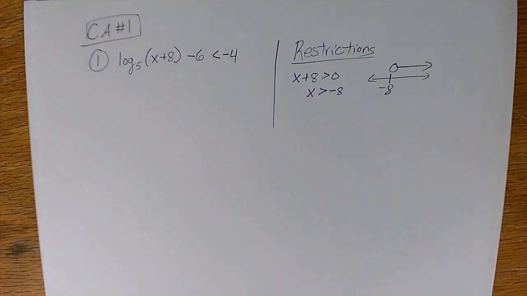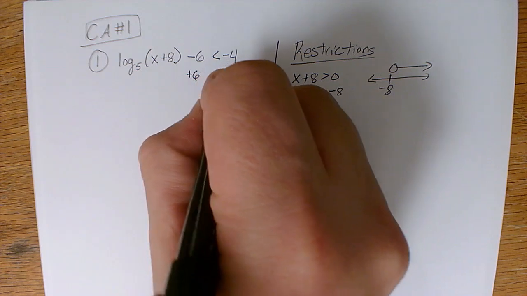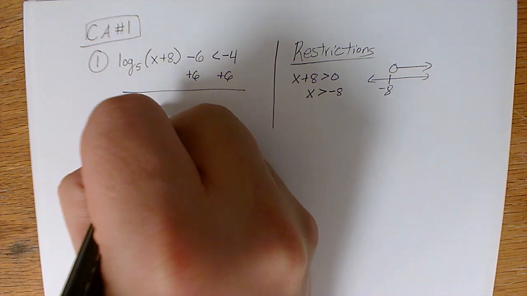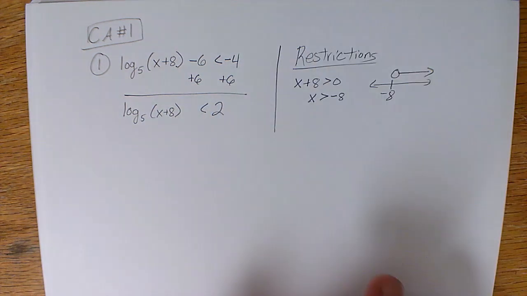So this particular problem, it's a logarithm, so the first thing we've got to do is get the log by itself before we do any exponentiation. So what we're going to do first is add 6 on both sides. And we'll be left with log base 5 of x plus 8 is less than 2.